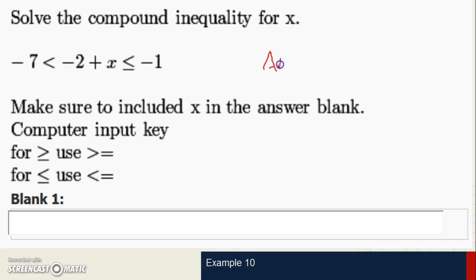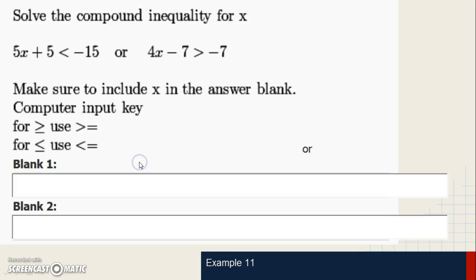This is an AND statement. I add 2, and I end up with negative 5 is less than x is less than 1. Again, smallest first. And I'm done with this example. Example 11, subtract 5. And now I have 5x is less than negative 20. Divide by 5. And x is less than negative 4.